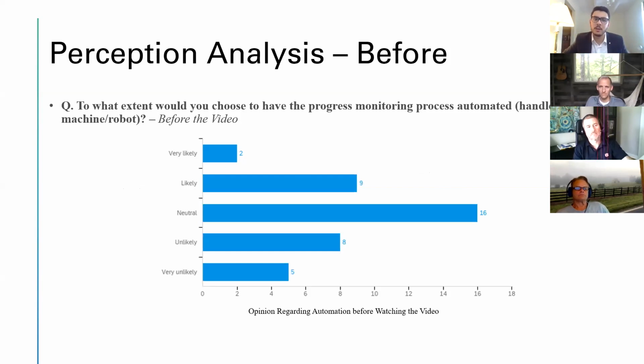Let's move on to the perception analysis. What were their perceptions before they watched the video that I just showed you guys? So when asked to what extent would you choose to have the progress monitoring process automated or handled by a robot, before the video, we have this normal distribution. 16 people were neutral as to whether or not they would want to have it. And this is kind of the distribution that we had.